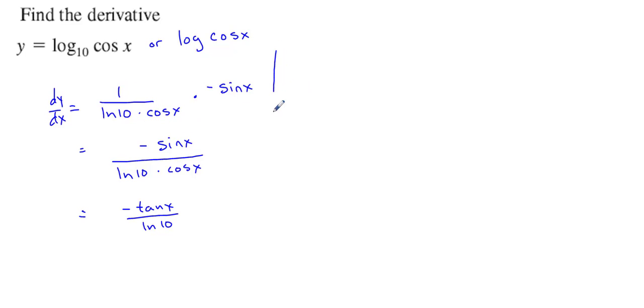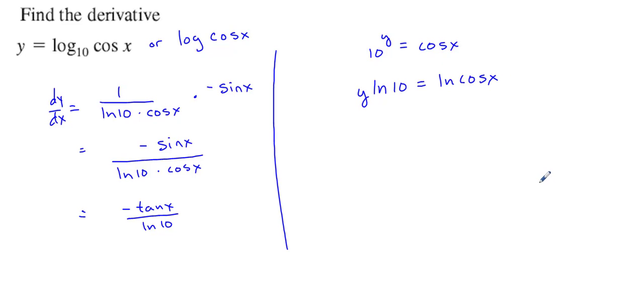Let's say we forgot the pattern. You had one of those old crap moments during the AP test, or when you're doing your homework, you don't remember the pattern. Well, remember, a log is an exponential function. Convert it to an exponent. 10 to the y power equals cosine x. We are always going to take the natural log of these problems and then differentiate. Y natural log 10 equals natural log cosine x.